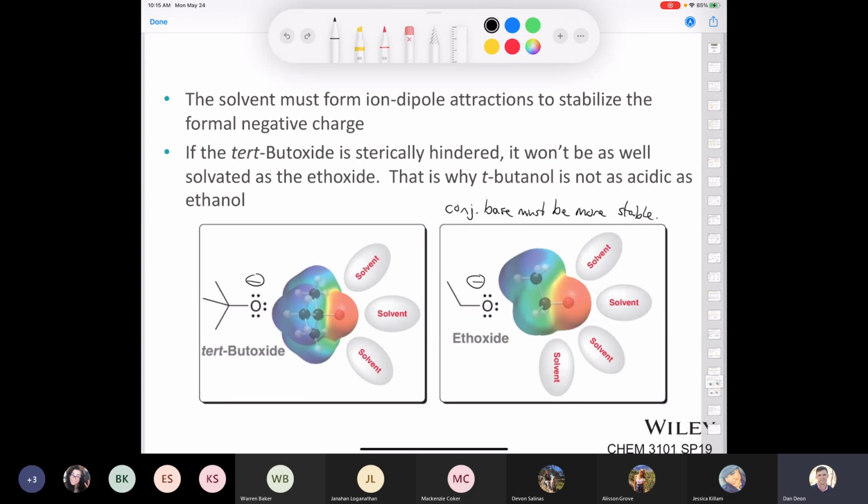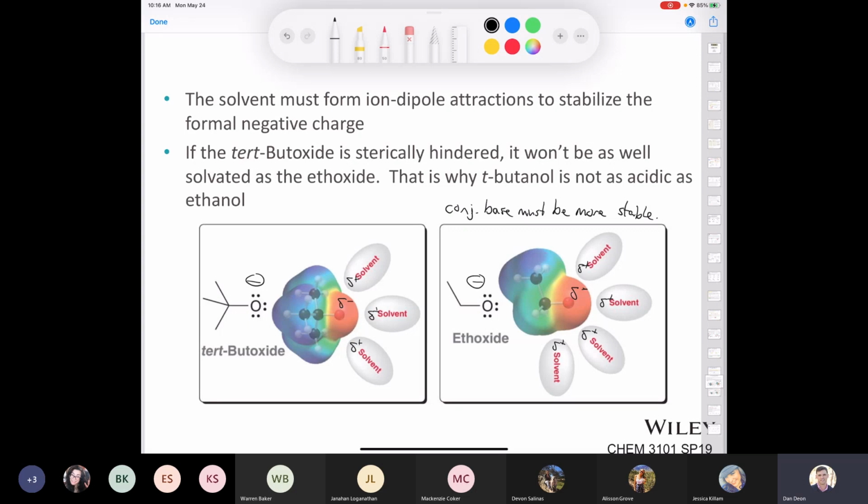Nothing more than that. Here you've got the delta negative on the oxygens, and more of the solvent molecules can kind of gather around with their dipoles if it's polar, or temporary dipoles if it's non-polar, right? And there you go. That's it. Give me a thumbs up if you follow me on that concept of the solvating effect. And this is really the only solvating effect that we look at in this chapter. Does everybody follow me on the solvating effect of why ethanol is more acidic than tert-butanol?